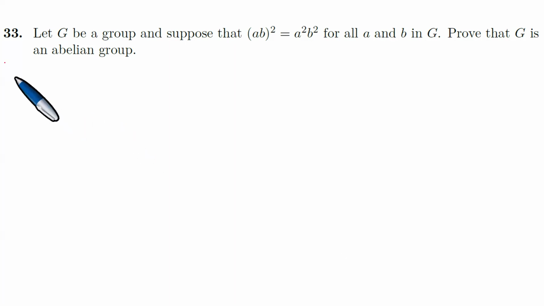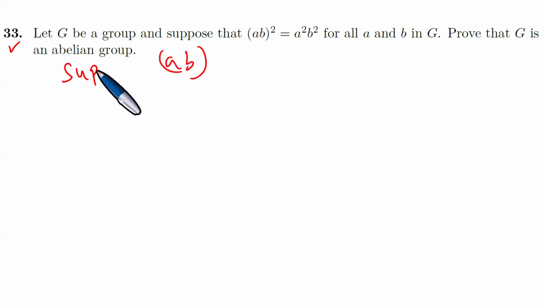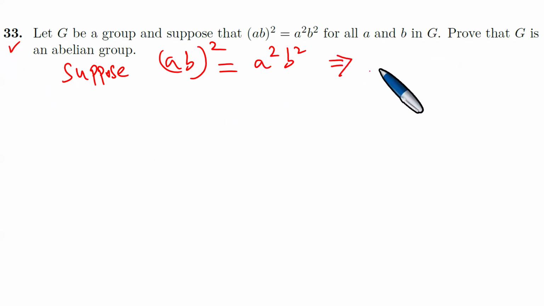But let's look at this 33, because I was looking at the numbers that you sent me there. Let G be a group and suppose that AB all squared is A squared B squared for all A, B in G, and we need to prove that this means that G is abelian. All right. Okay, very easy. But now we have this little problem in front of us, and we're going to do it just now, of course.